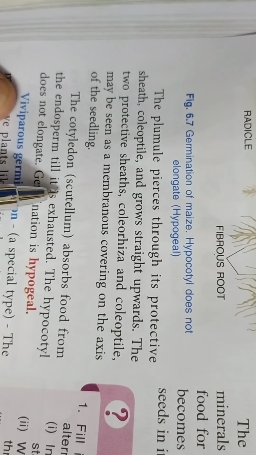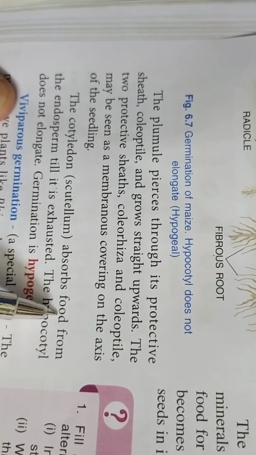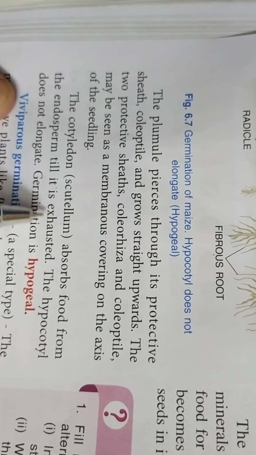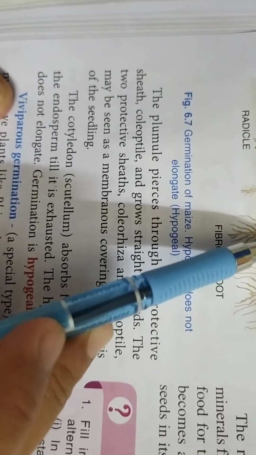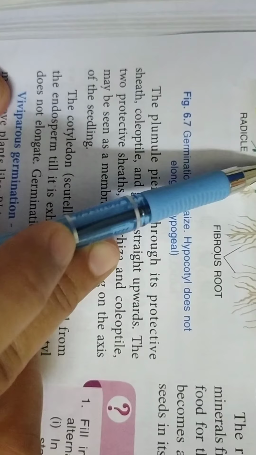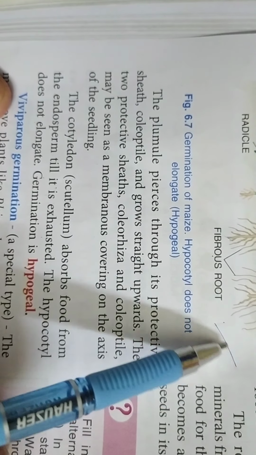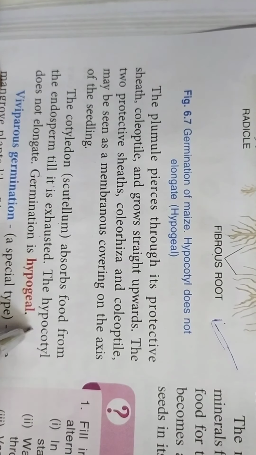The cotyledon, which is the scutellum, absorbs food from the endosperm till it is exhausted. So the cotyledon remains inside only; it will not come out. So again we will say the germination is hypogeal.